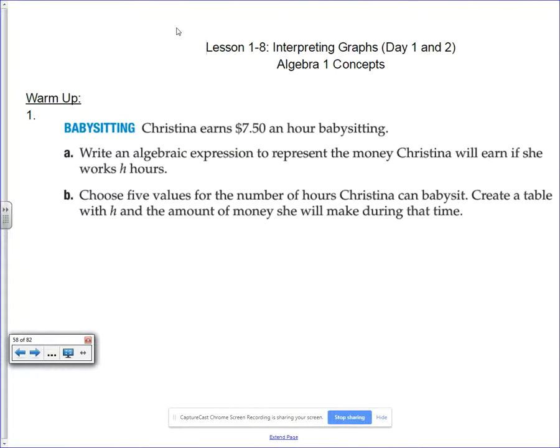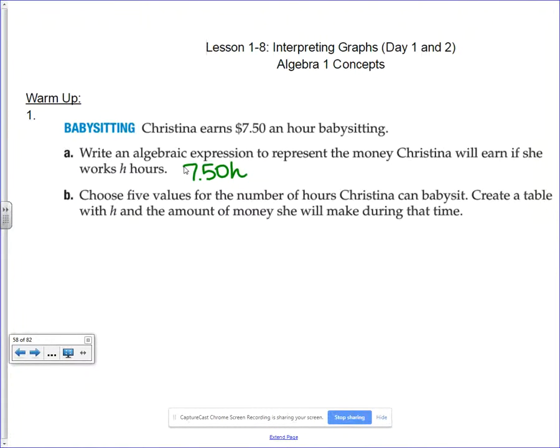Without an equal sign. What does algebraic mean? It's got to have a variable. And I tell you what variable to use, don't I? H for hours. So what would you write to represent the amount of money she's going to earn? Yep, $7.50 for every hour. Everybody all right with that?